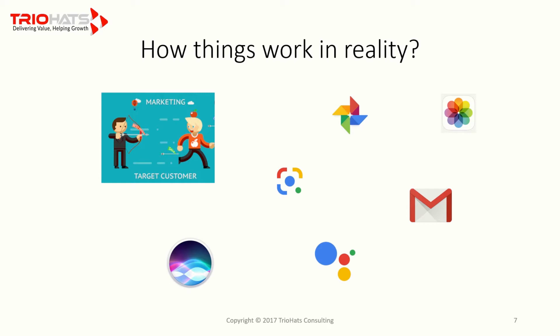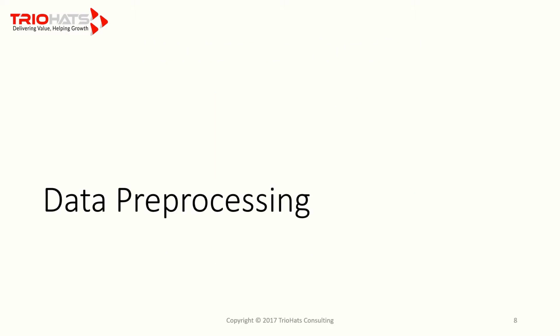So this was a general introduction of machine learning. Now we'll see data pre-processing. First of all, why do you need data pre-processing? I'll tell you what exactly it is, but I'm sure you'll understand with this example. So why do you need data pre-processing?